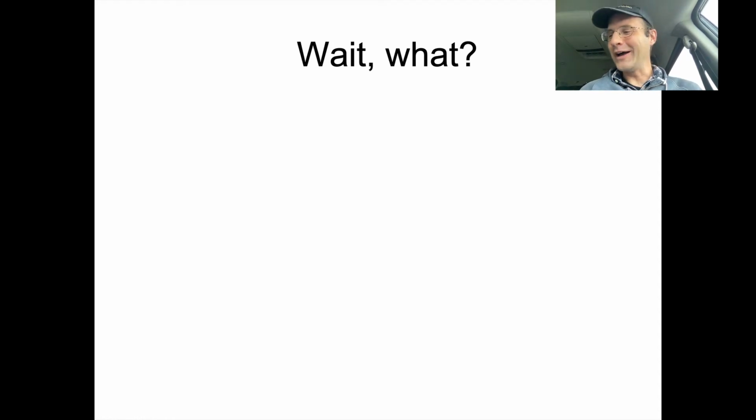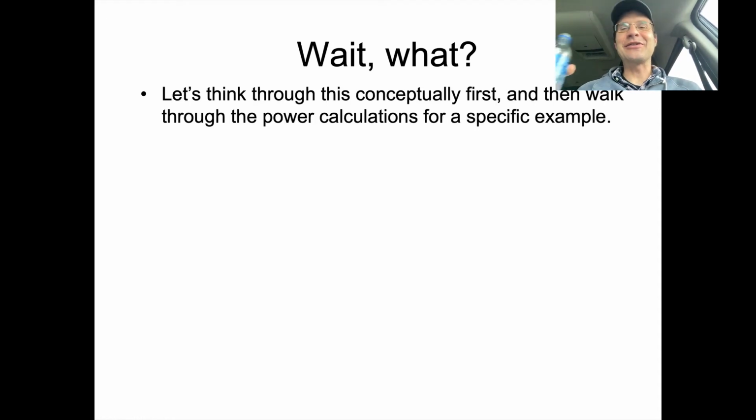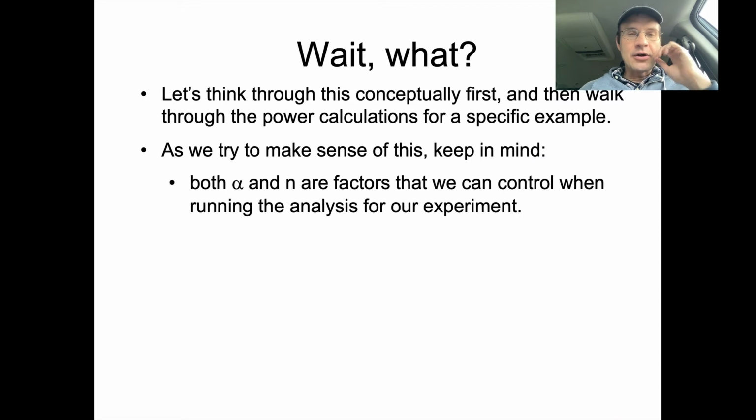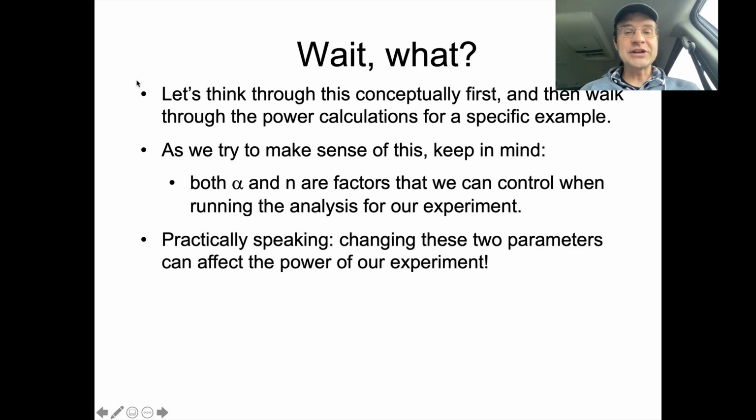So, yeah, what are we talking about here? Let's think through this conceptually and then walk through the power calculations for a specific example. As we try to make sense of this, keep in mind that this is a practical discussion. It's not just conceptual. One of the practical parts is that both alpha and n, the number of items in our sample, are factors that we can control when we run the analysis for our experiment. So we could change those two parameters if we want to.